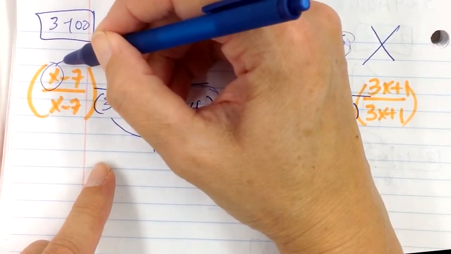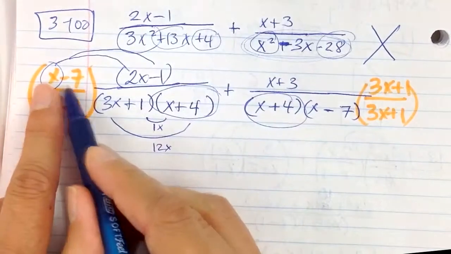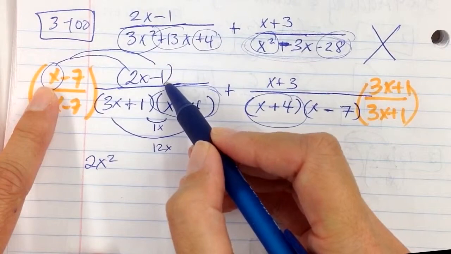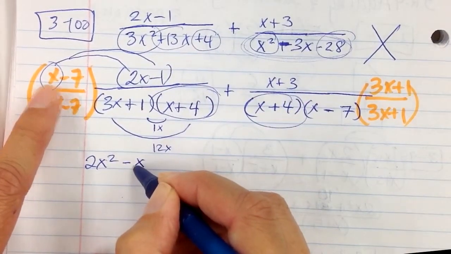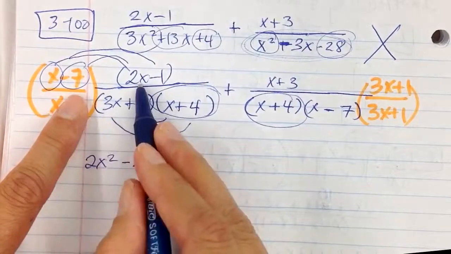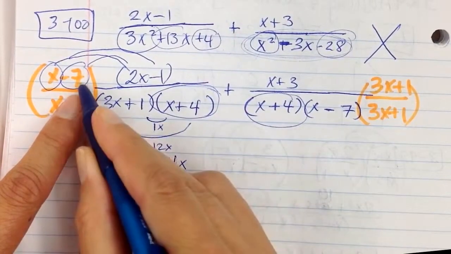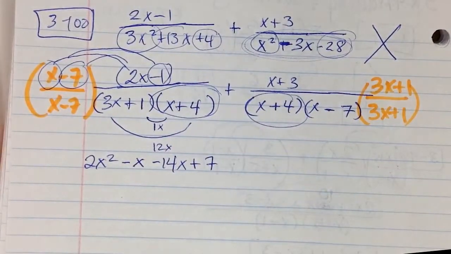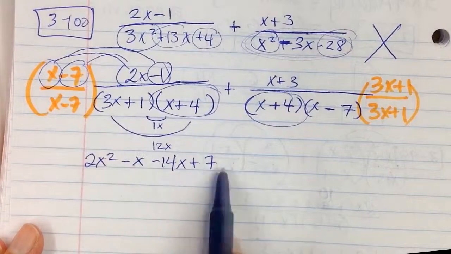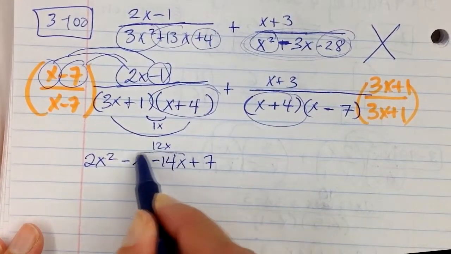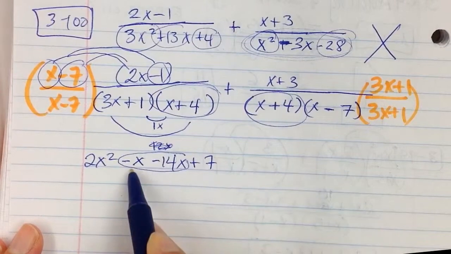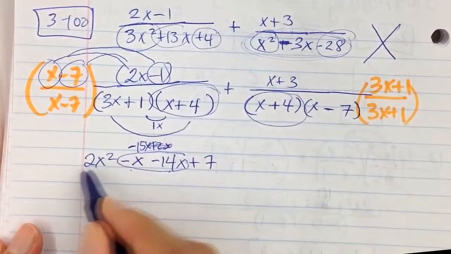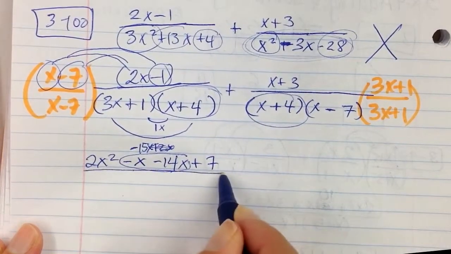X times 2x is 2x squared. X times negative 1 is negative x. Negative 7 times 2x is negative 14x. And negative 7 times negative 1 is positive 7. So that's how a binomial times a binomial, you should end up getting a trinomial. I could combine these two right here. What is negative x and negative 14x going to give you? Negative 15x, just so I don't have to rewrite the whole thing. This is a really long problem now.